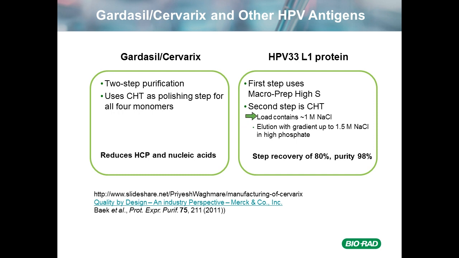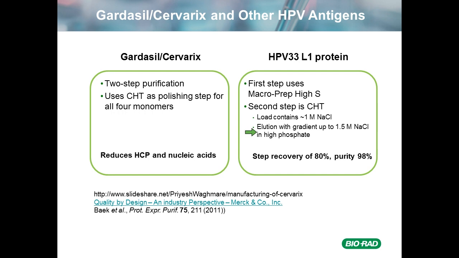Now, CHT is a mixed mode resin for those of you familiar with it. It has two functionalities. One is ion exchange on the phosphate groups, and the other is metal affinity on the calcium sites. And those of you that have worked with metal affinity resins know that they're generally not affected by sodium chloride. So this is why we're able to load this product at a high salt. There's no need for a dilution in going from the first step to the second step.